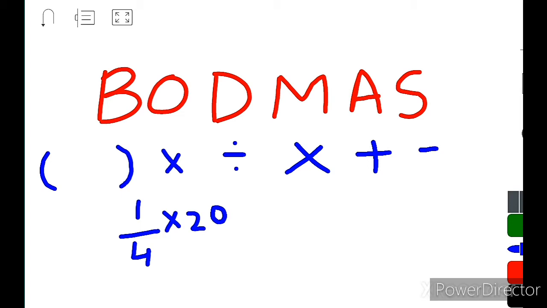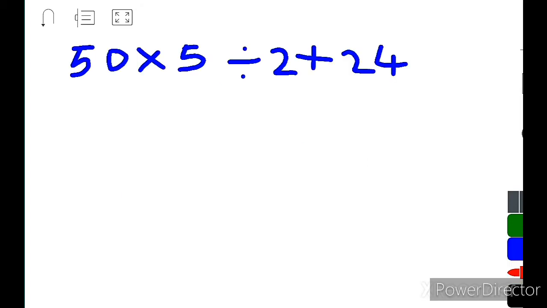So let's start with solving practice set 25, question number 1. We will see the first question. 50 into 5 divided by 2 plus 24. Now how we will solve this? First we will check whether brackets are there. No. Whether fraction numbers are there. No. Next comes D for division. So division sum is over here, but 5 divided by 2 is a little difficult. It will come in point.